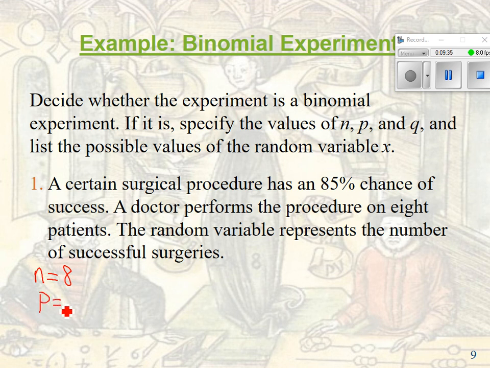P, what's our probability that it's a success? 85%. Now, when we write this, we've got to write it as a decimal, so 0.85. Q, we just subtract this. That's the chance it's a failure, so 0.15. And then our X, the different X's that we could have, how many successes could he have? 8, 7.